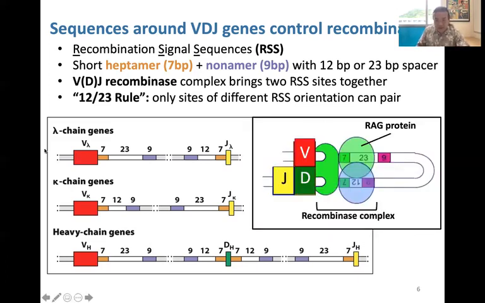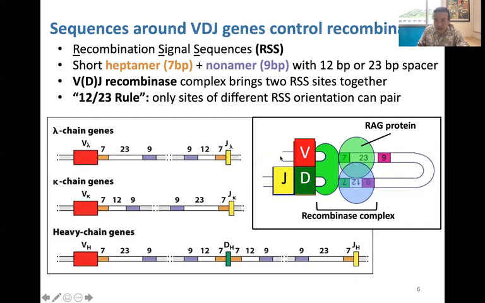So let's look on the left over here. This is what we're looking at, right? From left to right, there's a red V block, the 723.9 RSS sequence that's downstream of it. Then some distance away, because there's these dotted lines here, you have another one of these RSS sequences, this 912.7, that leads into this yellow J block.